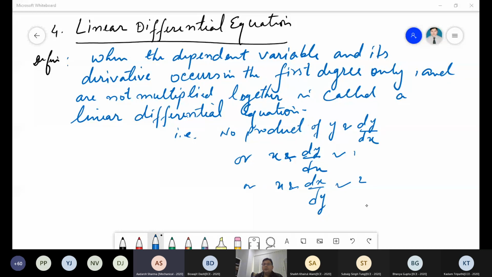Yeah, Adarsh Sharma, either you mute or give the answer.